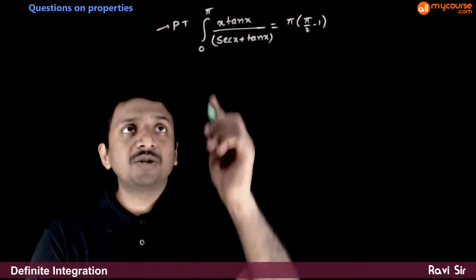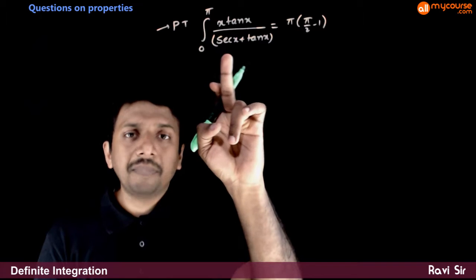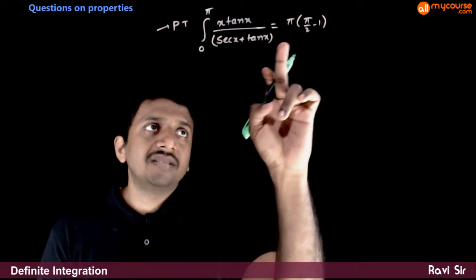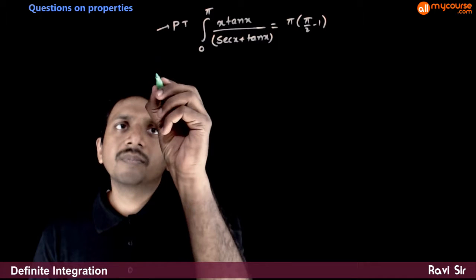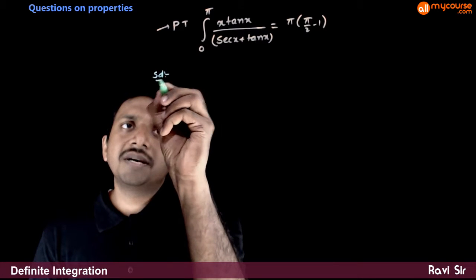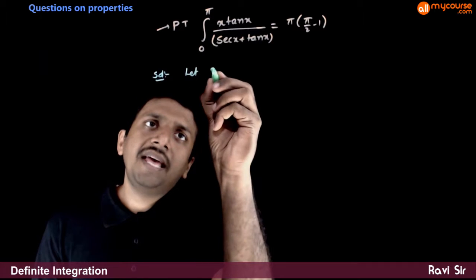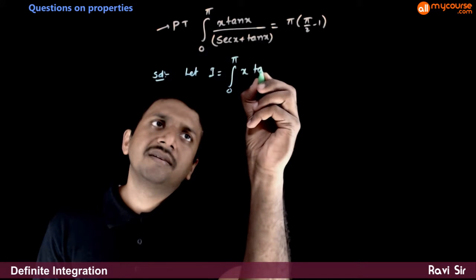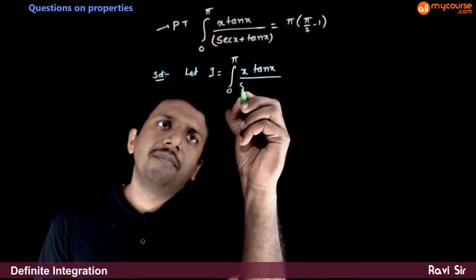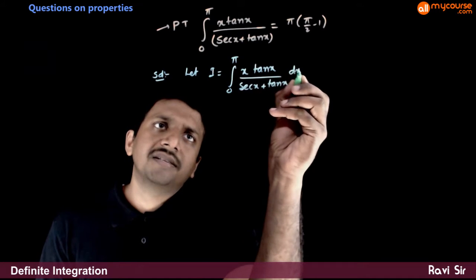In this question, you're asked to prove that the integral from 0 to pi of x tan x by secant x plus tan x is equal to pi times pi by 2 minus 1. So let us try using some properties of integration. Let I be equal to the integral from 0 to pi of x tan x by secant x plus tan x dx.